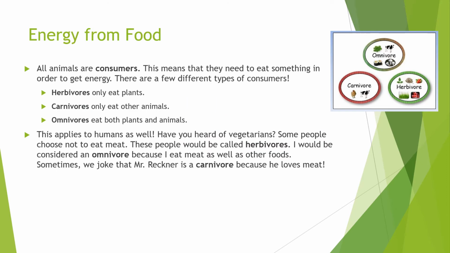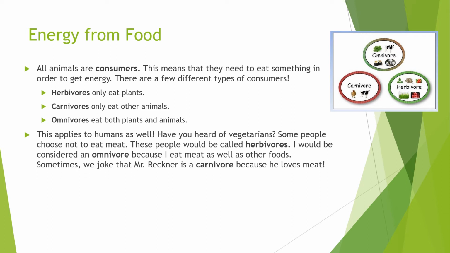The most frequent way that animals obtain energy is through food. All animals are consumers. Consumers need to eat something in order to get energy. You and I are consumers. We eat breakfast, lunch, and dinner so that we can have the energy to get through our day. There are a few different types of consumers, though. There's something called herbivores. These are the types of animals that only eat plants. For example, a rabbit doesn't eat meat. A rabbit only eats plants.